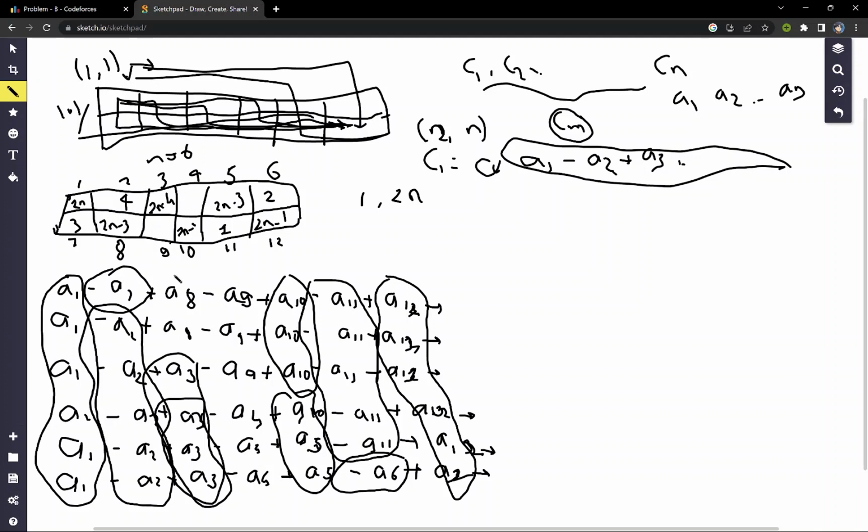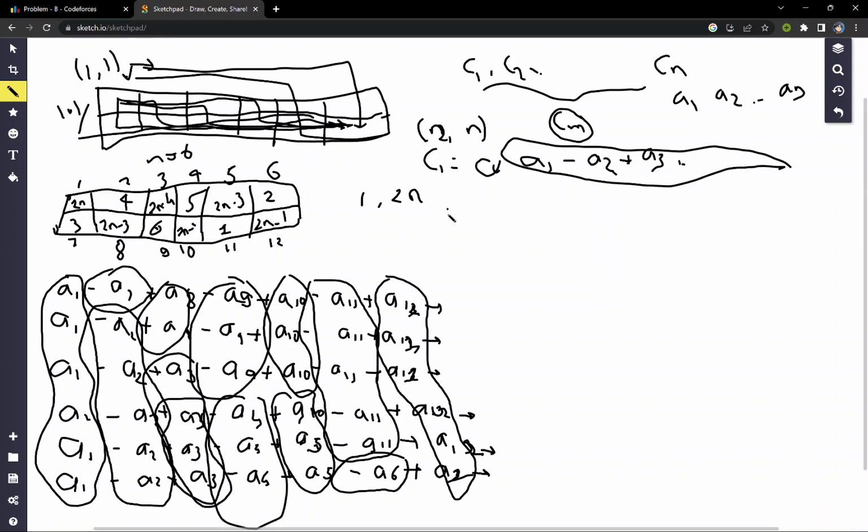So remaining are these two values, that is, this is done, A9, which is a negative value, and A4. So we are done with 1 2 3 4 5 and 6. So we can give 5 and 6 to anyone.